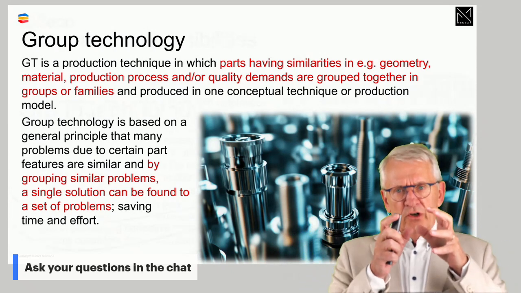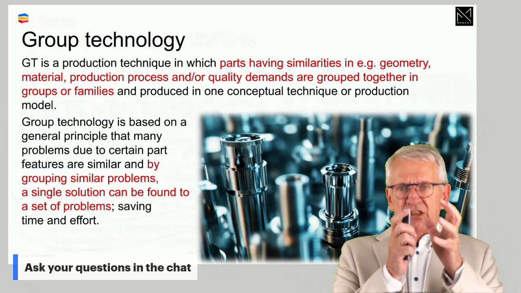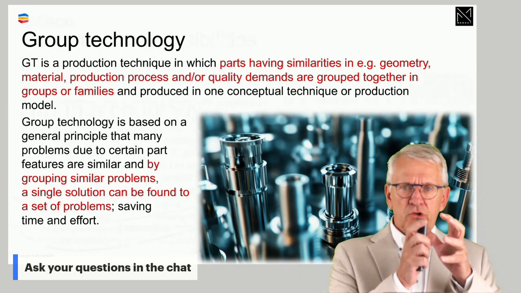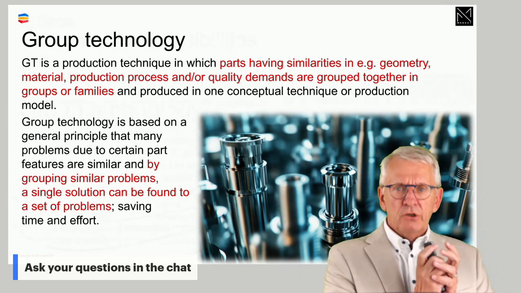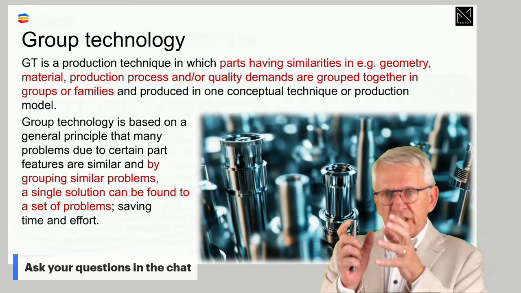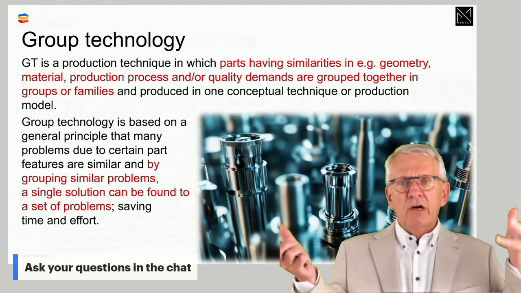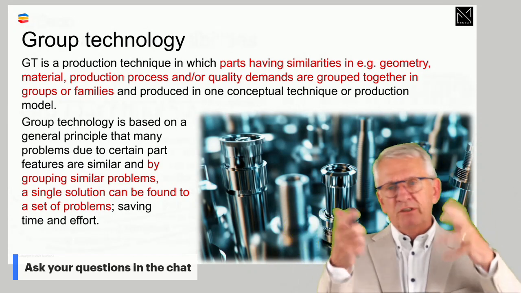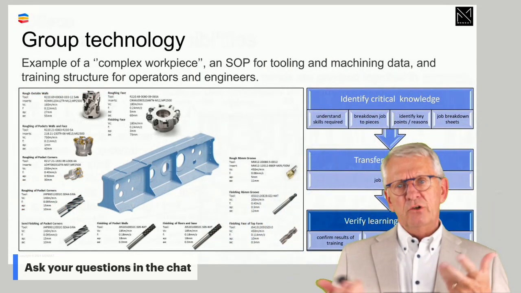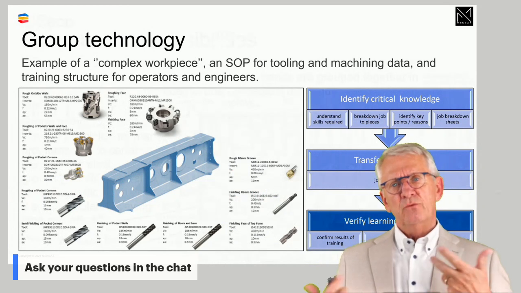But we group workpieces in families with similar features, so that the only thing we have to do when we are confronted with a new workpiece is look in which family we can put it, and then everything is fixed. We know how to do it: which tools, cutting conditions, which machines, and so on. And I give you here an example of how this can work in practice.